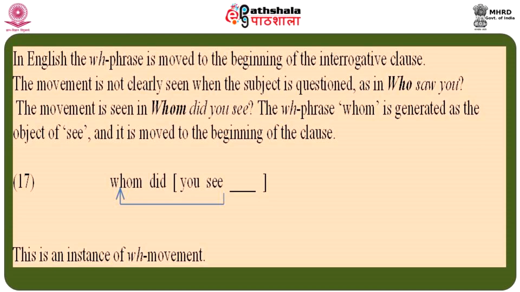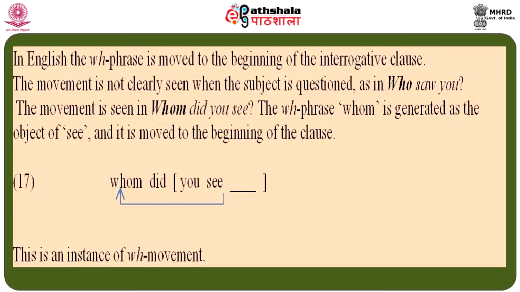In English, the WH phrase is moved to the beginning of the interrogative clause. This movement is not clearly seen when the subject is questioned, as in the sentence, who saw you? This is because the subject is already at the beginning of the clause. But you can clearly see it in the sentence 16b, whom did you see, where the direct object is questioned.